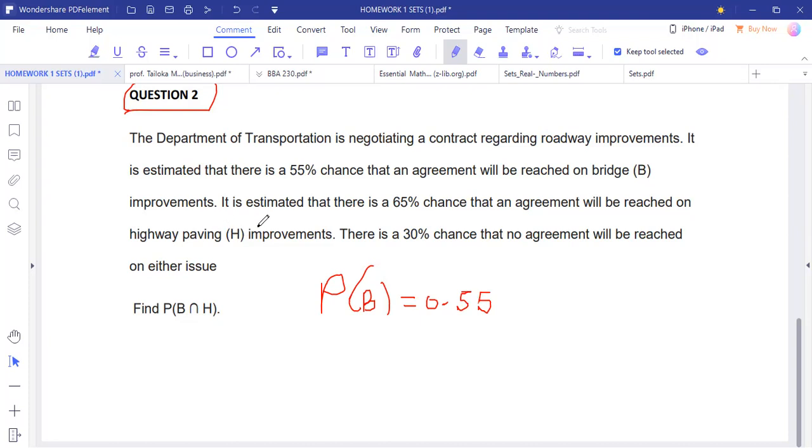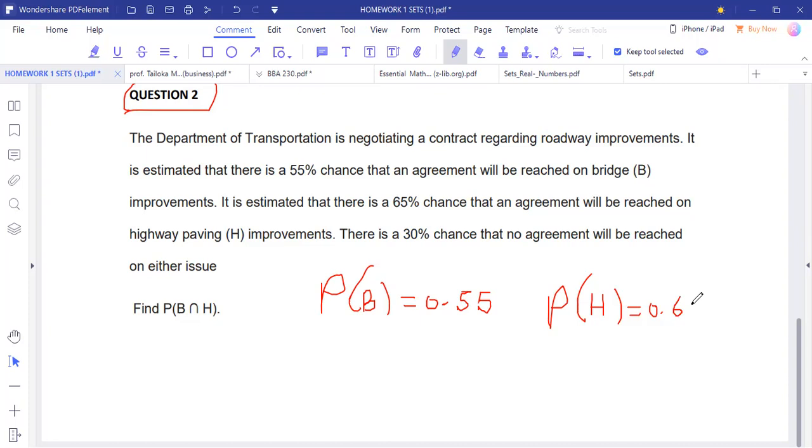Then it is estimated that there is a 65% chance that an agreement will be reached on highway paving, which is the H improvement. So the probability of H is equal to 0.65. Correct.